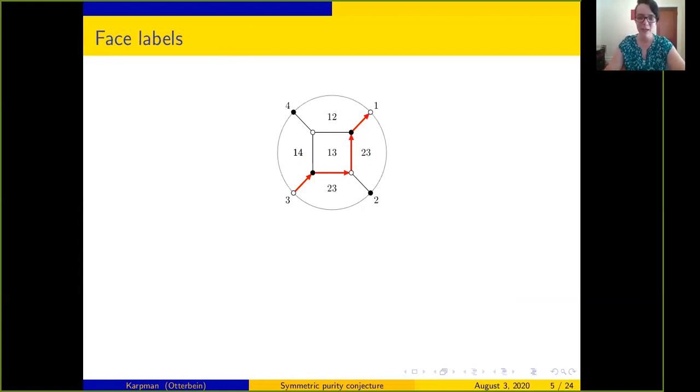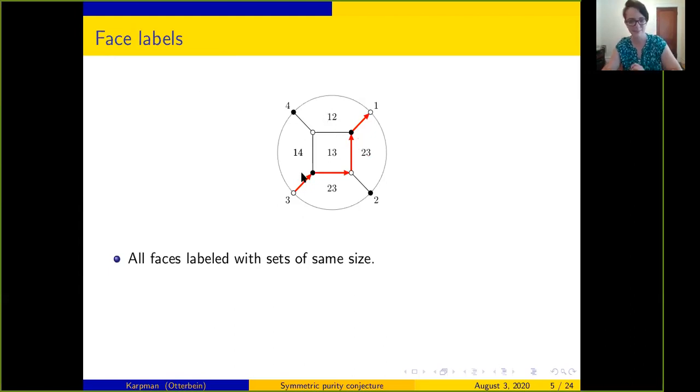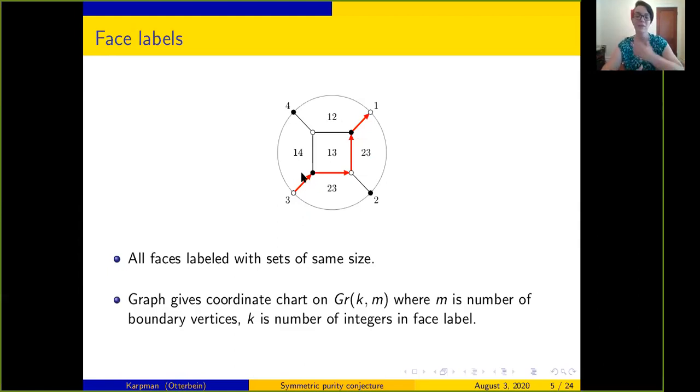If I repeat this process with all possible trips in the Plabic graph, which I've done here, one thing that we can notice is that every face picks up the same number of indices, of labels. So here, each face is labeled with a pair, 1, 2, 2, 3, 1, 3, and so on. And so this is going to give you a coordinate chart, a set of rational coordinates on a Grassmannian of k-planes in m-space, where here m is the number of labeled boundary vertices, and k is the number of integers in each face label.